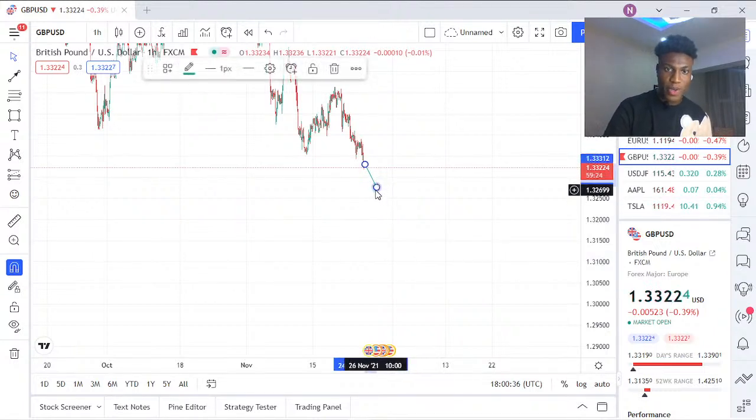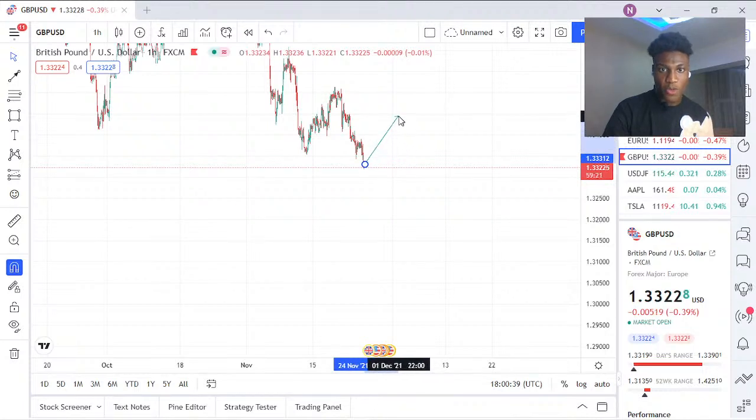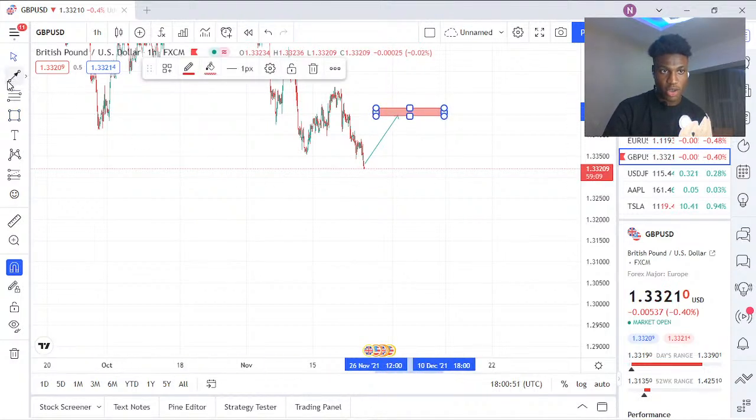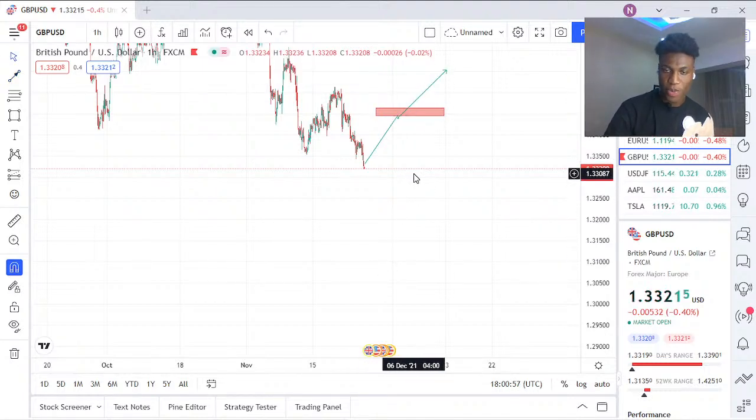For buy stop, you're placing your pending order above the current market price, expecting market to get to your entry point where you have placed the pending order and continue going up. That is for buy stop. Buy limit you're placing below, expecting market to get to your entry point and go up. Buy stop, you're placing above the current market price, expecting market to execute the trade right there and continue to the upside.